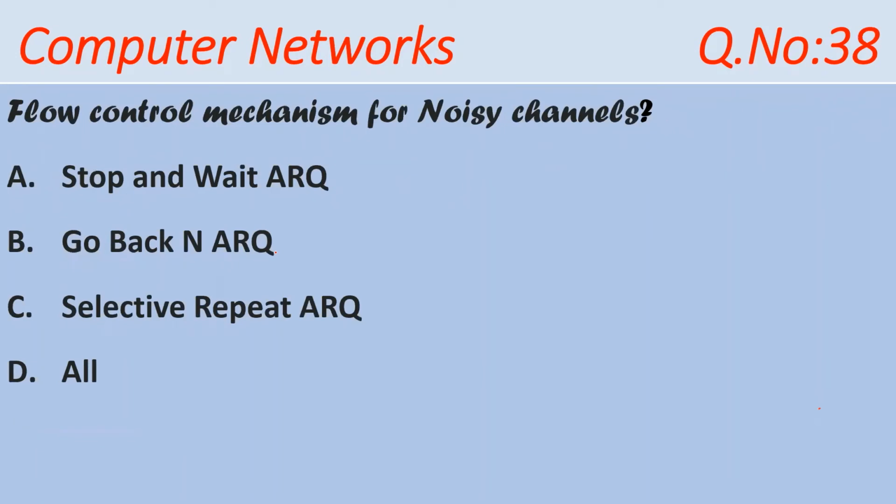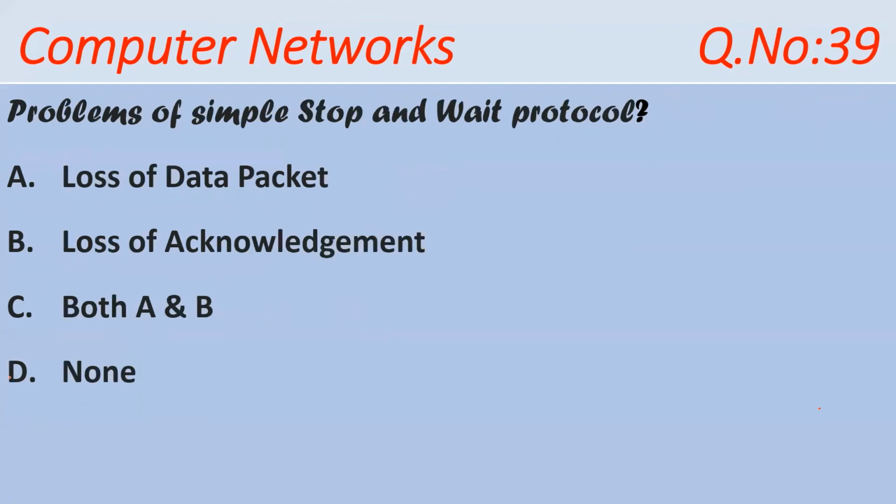So next question is flow control mechanism for noisy channels. So stop and wait ARQ, go back N ARQ, selective repeat ARQ, all these are the flow control mechanisms for the noisy channels. So the answer is D.